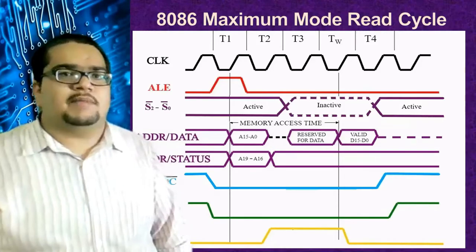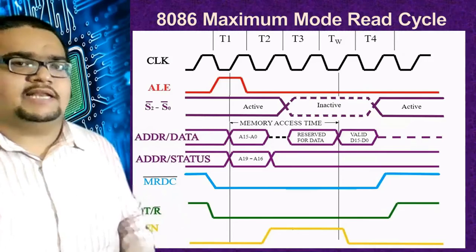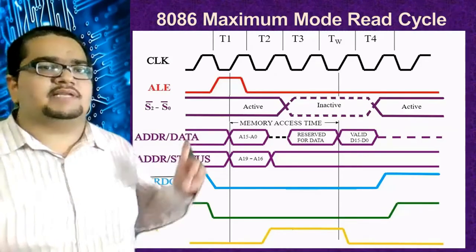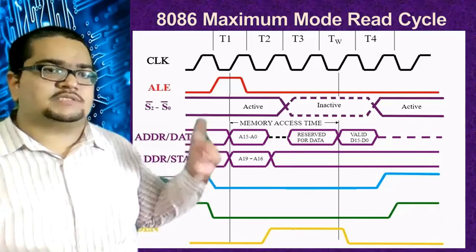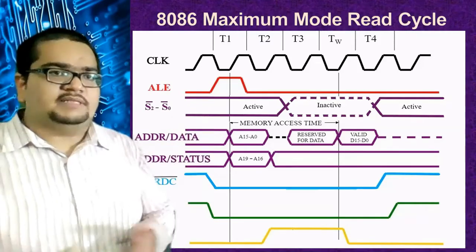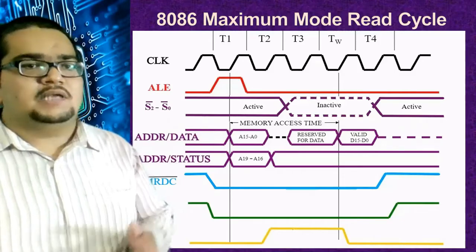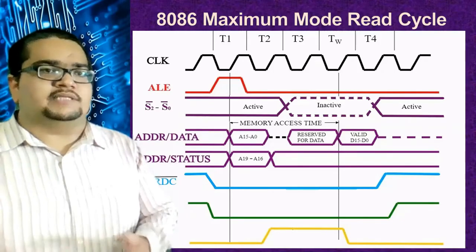Next is our maximum mode read cycle. Seems almost the same. In addition to the read cycle of minimum mode, what extra we have is this S0 bar, S1 bar, S2 bar, 3 lines indicated as a bus here. When there is more than 1 line, or a combination of more than 1 line, it is called a bus. A bus is generally a select group of lines together.